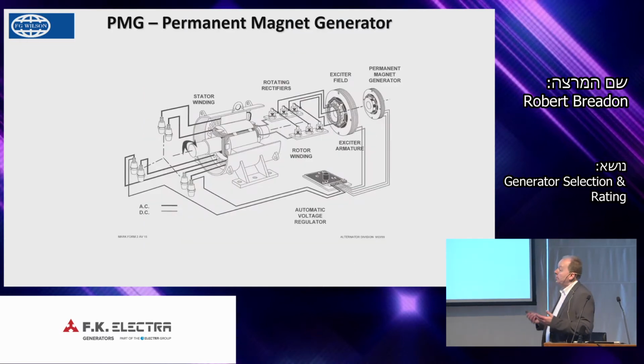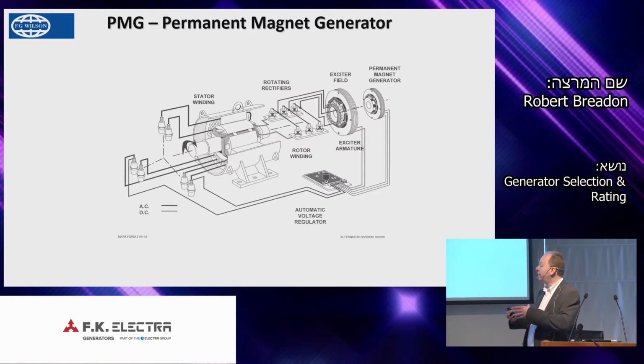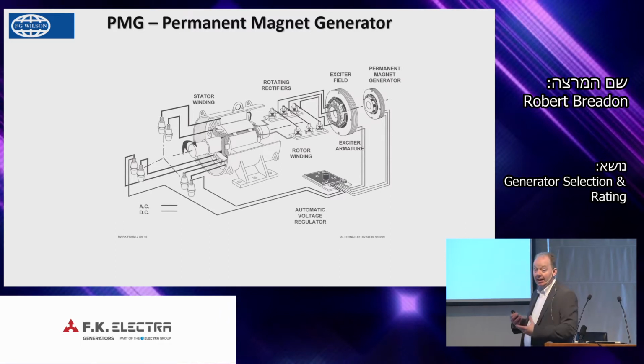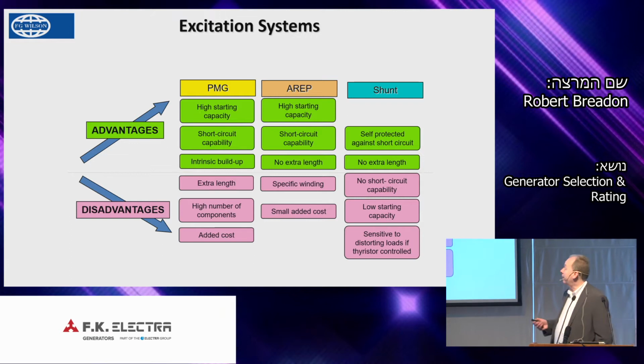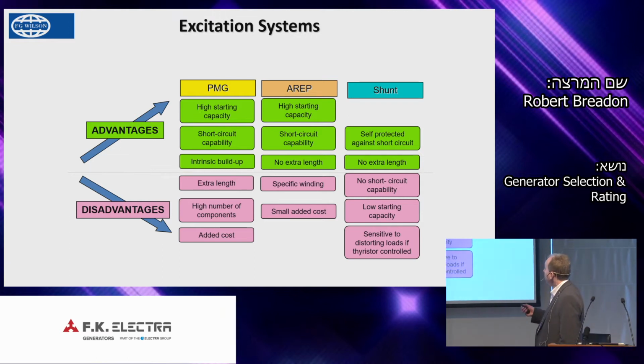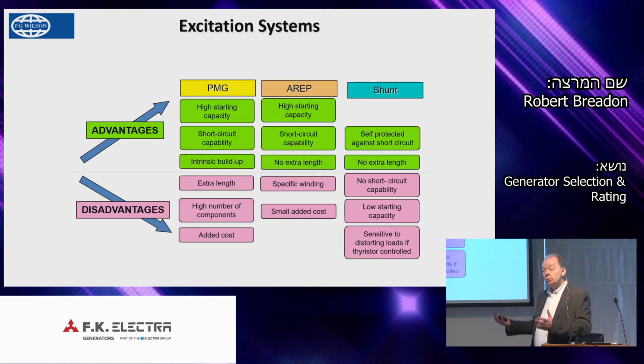The other method you may be familiar with is a PMG. So that's like a separate genset or alternator that's mounted on the end of the genset, and that provides again the excitation. So we get a lot of questions about which method is better, PMG or ARP. Well, you can see that they both have the same key advantages. Being able to start large motors, high starting capability. They also can force fault current, so your protection will operate properly.